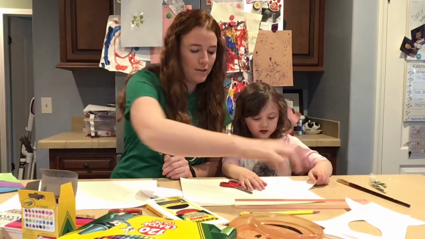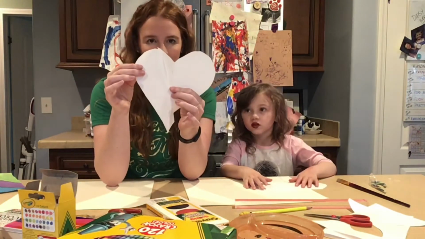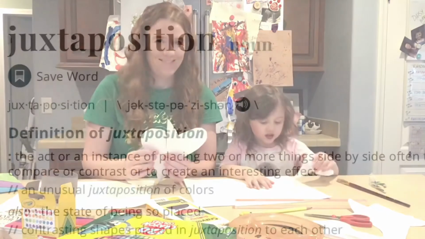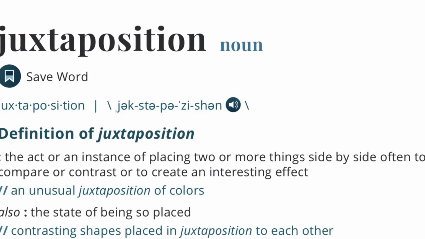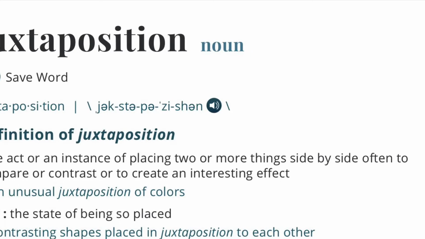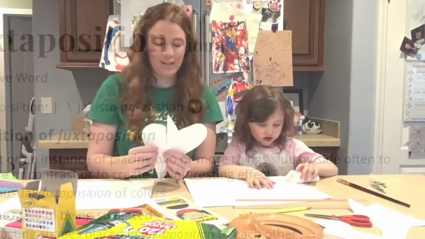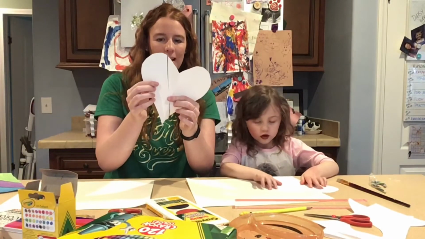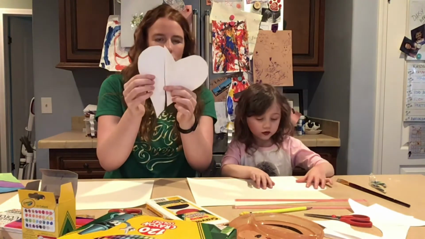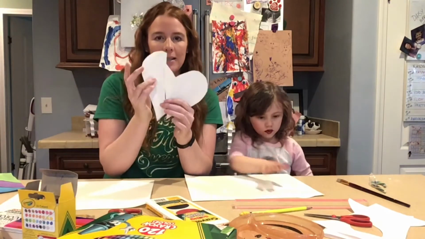So we're done with our scissors. The next step is to juxtapose. It's a fun word. Can you say juxtaposition, Kaylin? Juxtaposition is the act or instance of placing 2 or more things side by side, often to compare, contrast, or to create an interesting effect, just as we are doing with our 2 pieces of our heart. That means we are going to slightly push one side up and bring one side down. We're going to juxtapose our heart, and then we're going to trace around the shape that those 2 pieces make.